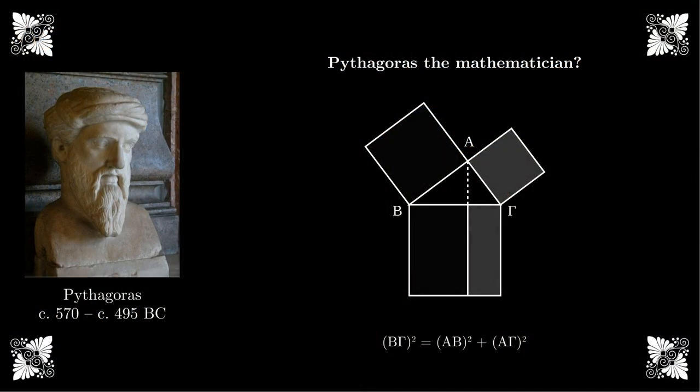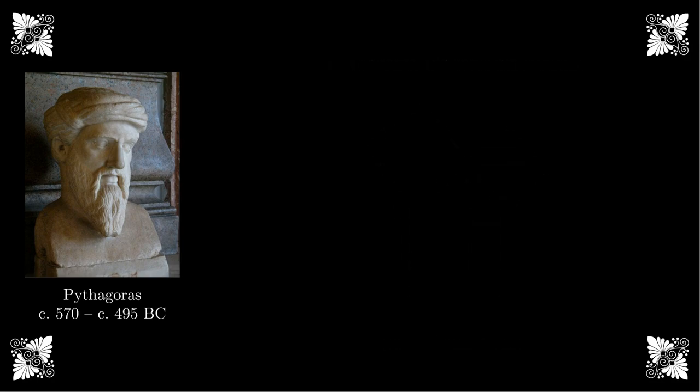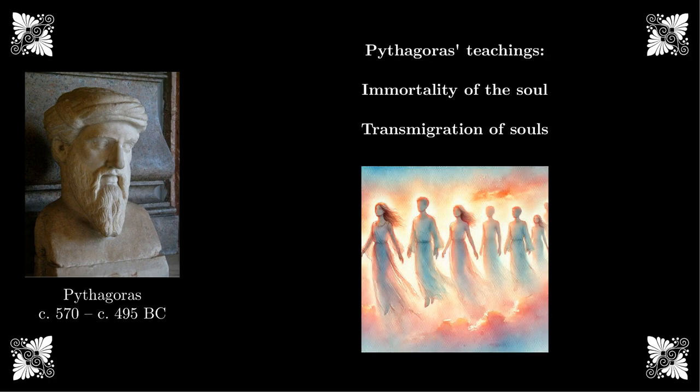What was Pythagoras famous for in the ancient world? Was he regarded as a great mathematician, like most modern people assume him to have been? The answer is no. Rather, Pythagoras was known for the following. First of all, he was considered to be an expert on the fate of the soul after death. Pythagoras taught that the soul is immortal and that after death it transmigrates into another body, whether human or animal.